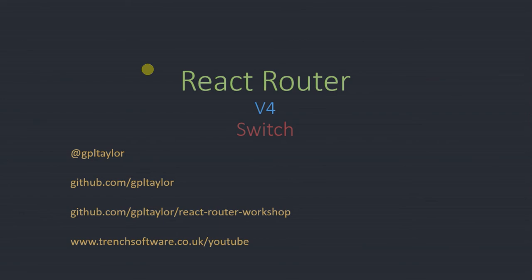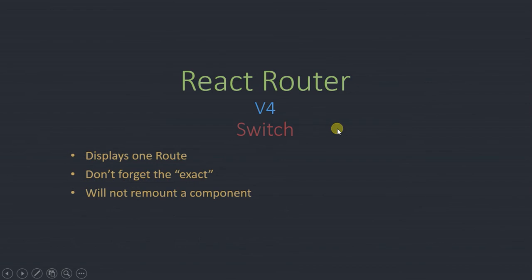Okay, that's React Router version 4 Switch. Simple, cheap, and cheerful. Remember, guys, that with Switch, you can display one route. Don't forget the exact, otherwise you're just going to keep on showing that home page. And it won't remount a component if that's the component already in view. What it's going to do is just re-render. So you are going to get an update. Remember, them life cycle events won't fire the way that you expect them to. So if you put code in there and expect that to happen, that's not going to. But remember, you can use that to your advantage in making sure that you're not overfetching data.